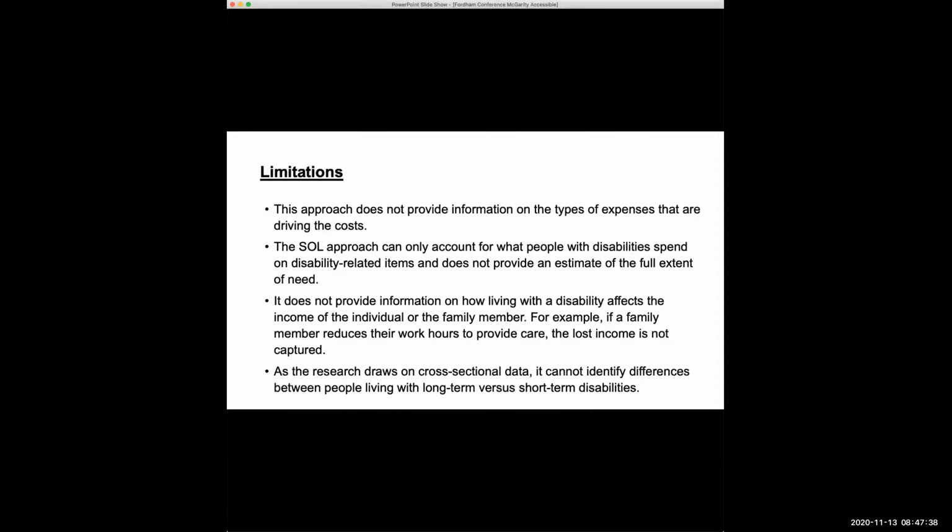The third limitation is that this approach doesn't really help explain how disability impacts the income of the individual or the family member. For example, if family members have to reduce their work hours to provide care, the lost income isn't really captured with the standard of living approach. And then the last limitation isn't necessarily about the standard of living approach, but more about the data we used. We used cross-sectional data, and because of that, the data can't really identify differences between the extra cost of people with long-term versus short-term disabilities, or how those extra costs really vary over the course of a lifetime, or really any kind of longitudinal trends.